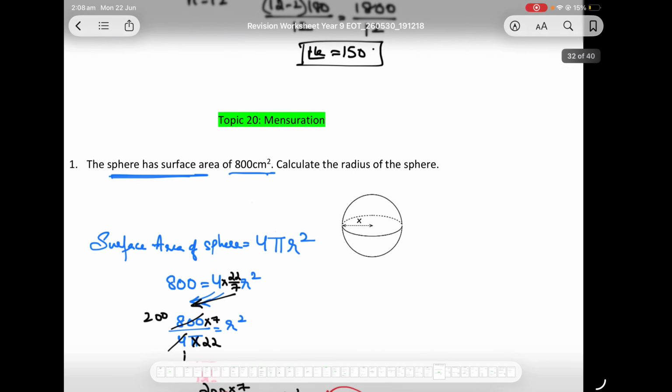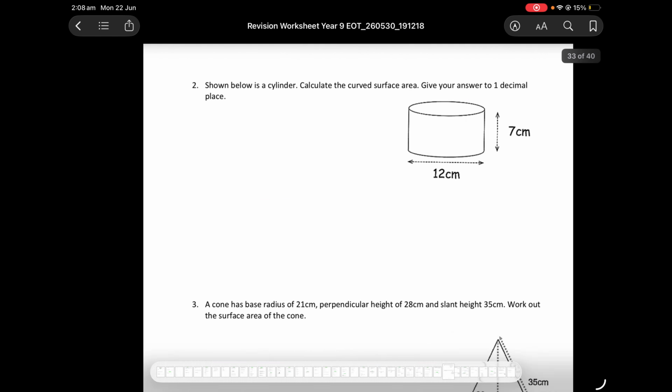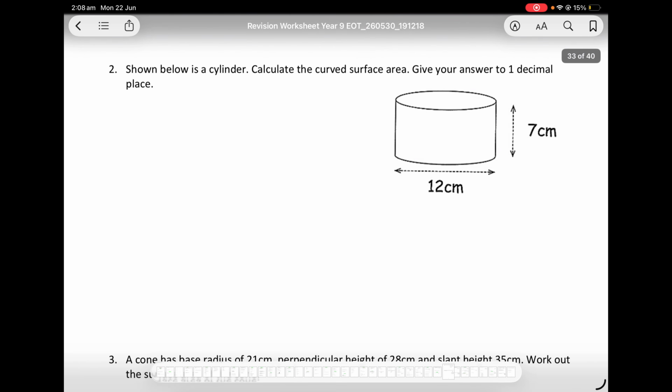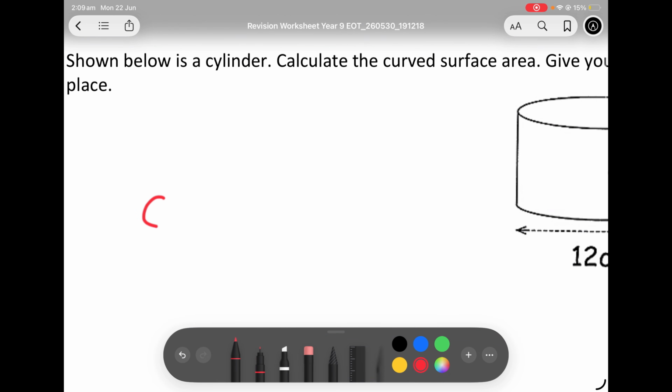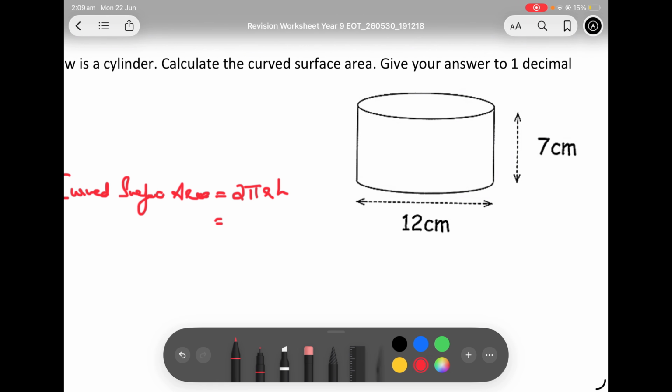Okay, now going ahead with the next question. Calculate the curved surface area of the cylinder. Now I have to calculate the curved surface area of the cylinder. When we go with the curved surface area of the cylinder, this was never taught to you, but they are teaching it to you. So curved surface area, the formula is given as 2 pi RH. You have to learn these formulas. This is something new for you.